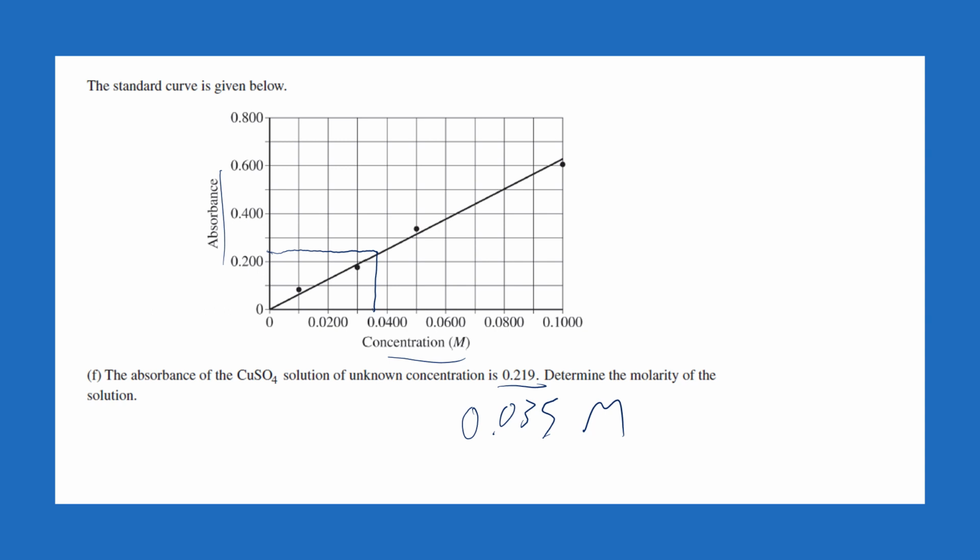Let's see what the scoring guidelines say. Yeah, it says anywhere from between 0.032 to 0.038. As long as you're somewhere in that range, you're good.